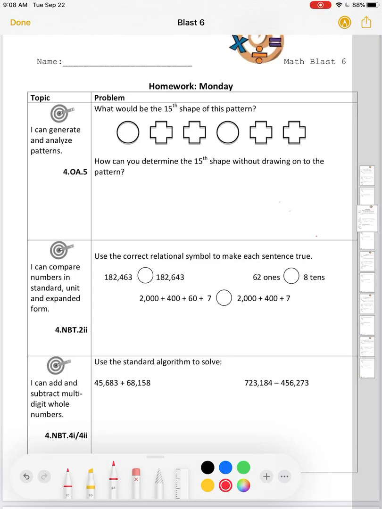Math Blast 6, I can generate and analyze patterns. What would be the 15th shape of this pattern? How can you determine the 15th shape without drawing onto the pattern?